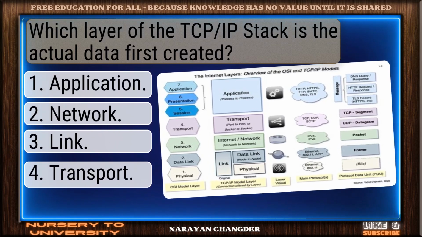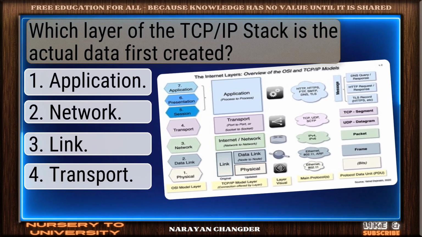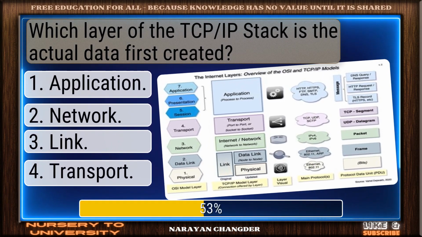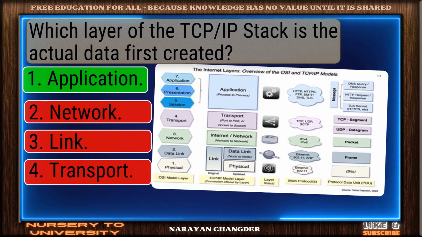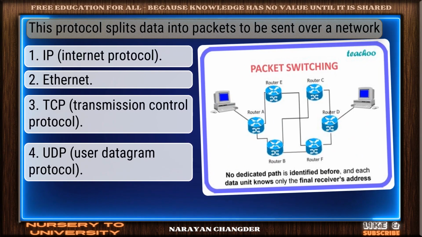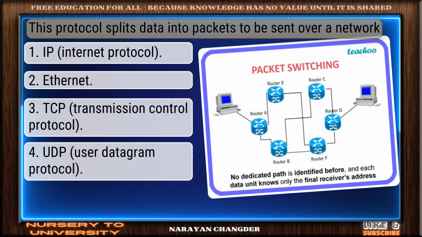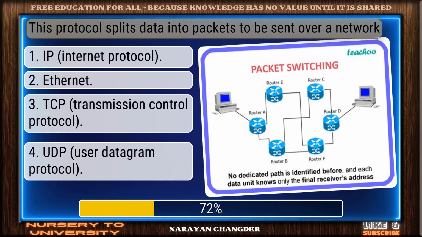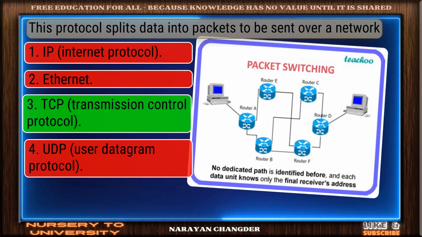Question number 1. Which layer of the TCP/IP stack is the actual data first created? Well reasoned. Application is the correct choice. Question number 2. This protocol splits data into packets to be sent over a network. Right choice. TCP is the best answer.